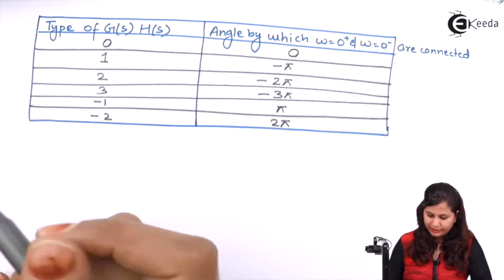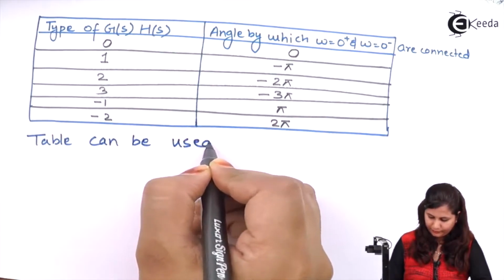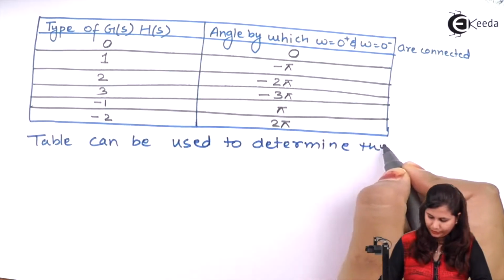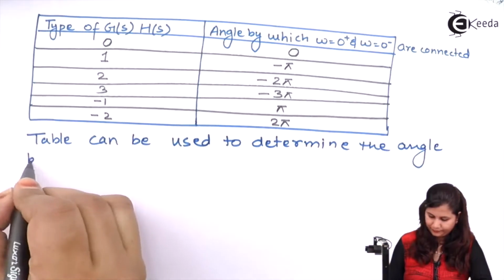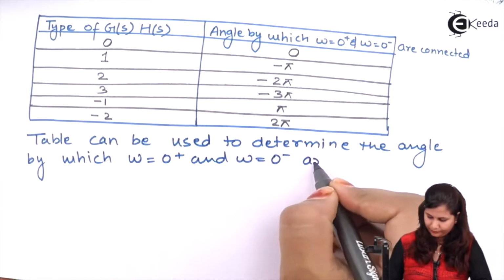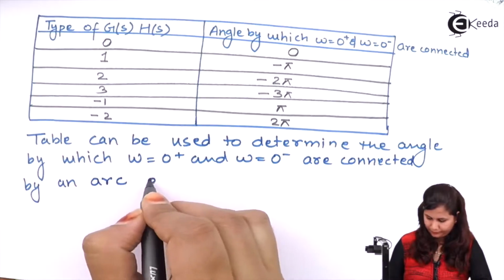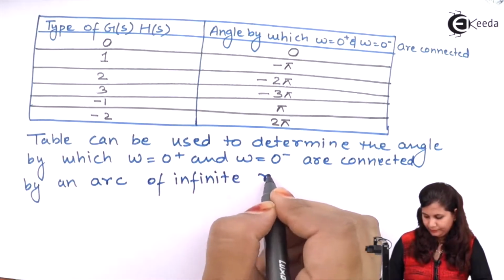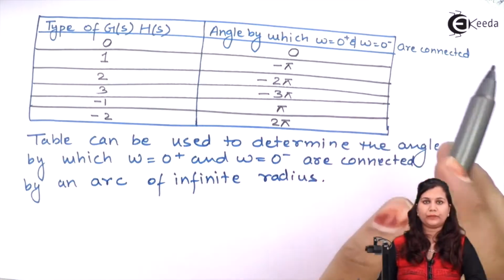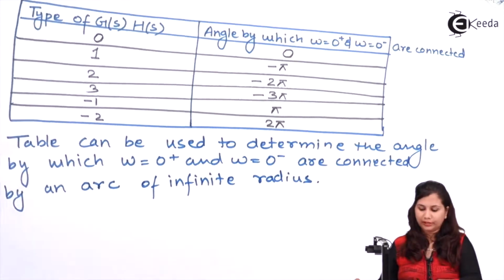So this table is used to determine the angle. We can find out the angle by which these two frequencies are connected. So it was our fourth step to draw the Nyquist plot.